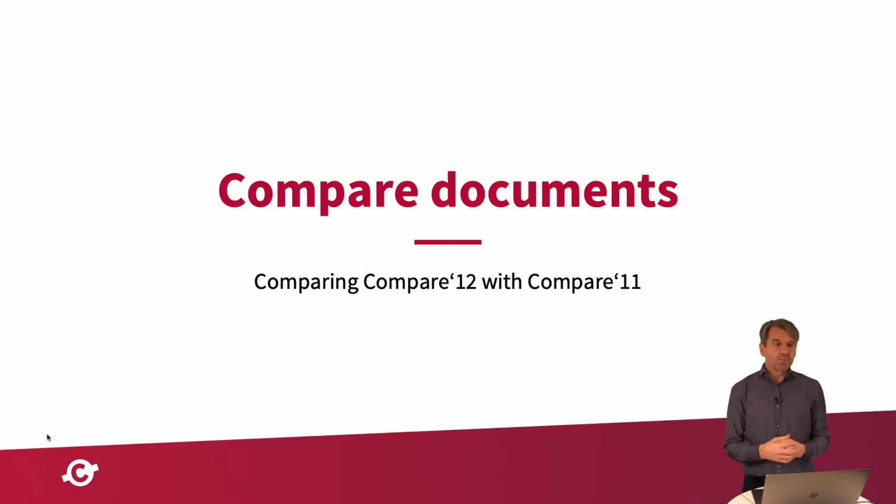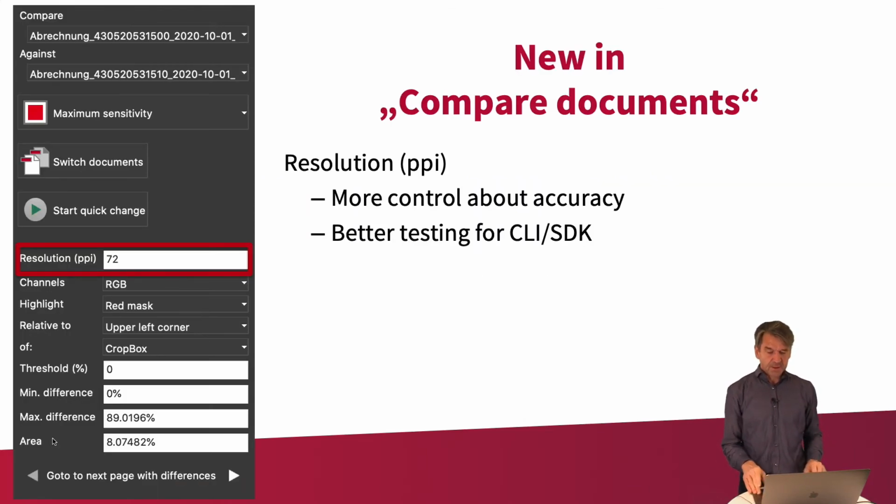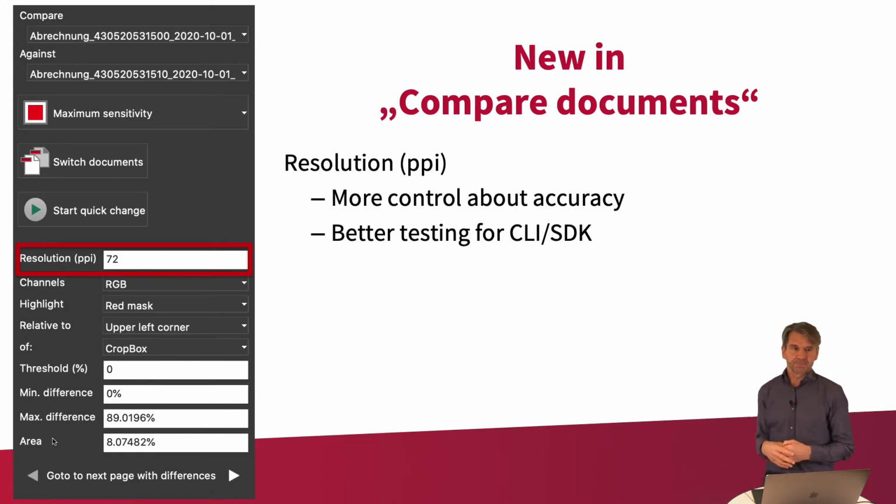So now let's compare pdfToolbox 12 with pdfToolbox 11. So now it's about comparing documents. A number of improvements for the comparison that you could do in pdfToolbox 11 are present in pdfToolbox 12. First, you can now specify the resolution. That was possible in CLI and SDK, but in desktop so far it was always the resolution of the screen that you are using.